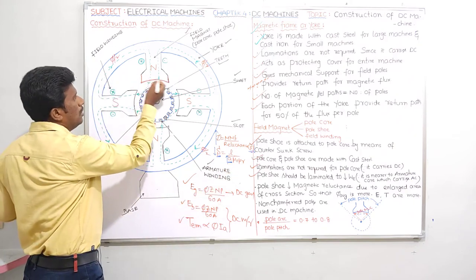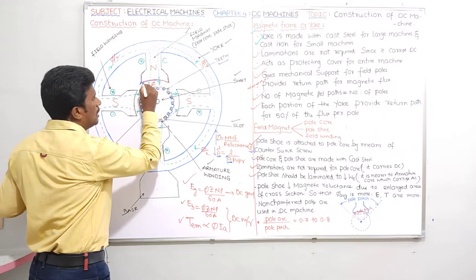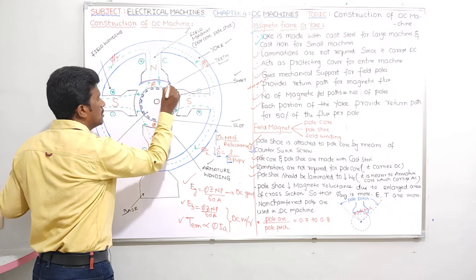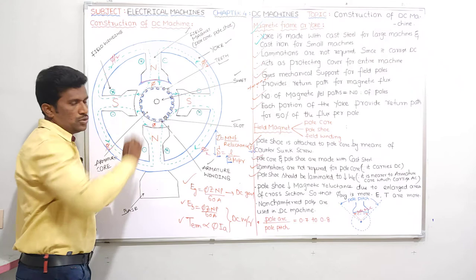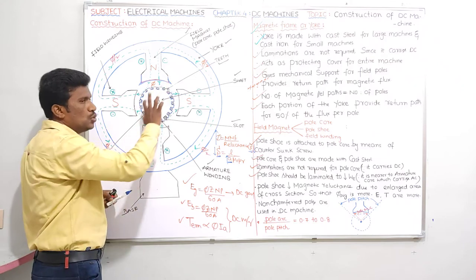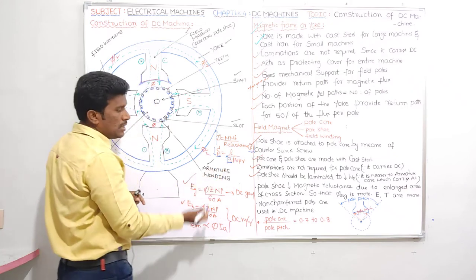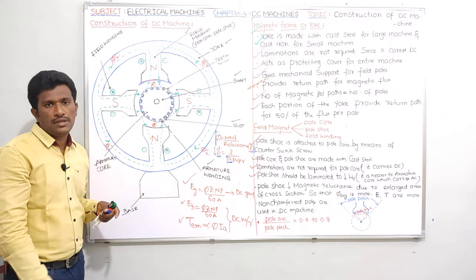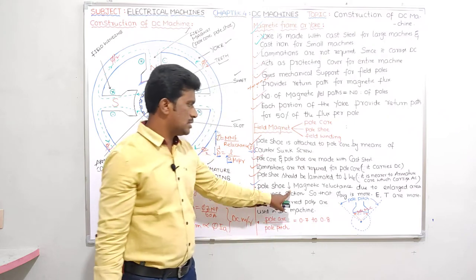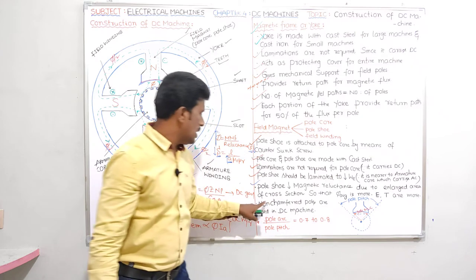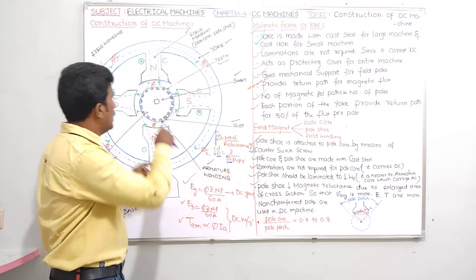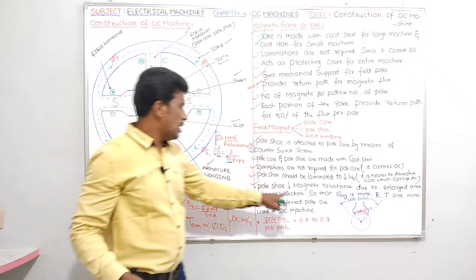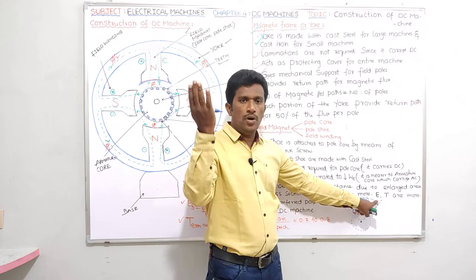That means if you see this pole shoe, I will be using broader pole shoes like this. Whenever I use broader pole shoes, the cross section area of the pole shoe increases. Whenever the cross section area increases, the reluctance for the flux will reduce. Whenever reluctance reduces, what will happen to the flux value? It increases. Simple thing. That I just wrote here: the pole shoe reduces magnetic reluctance due to the enlarged area of cross section. Whenever cross section area increases, reluctance will be less and flux will be more. Whenever the average value of flux is more, EMF will be more and torque also will be more.